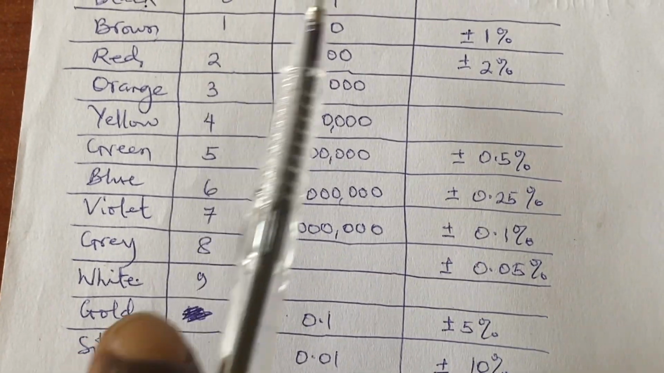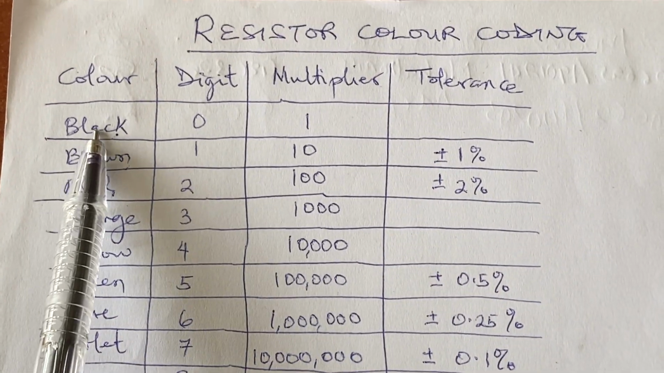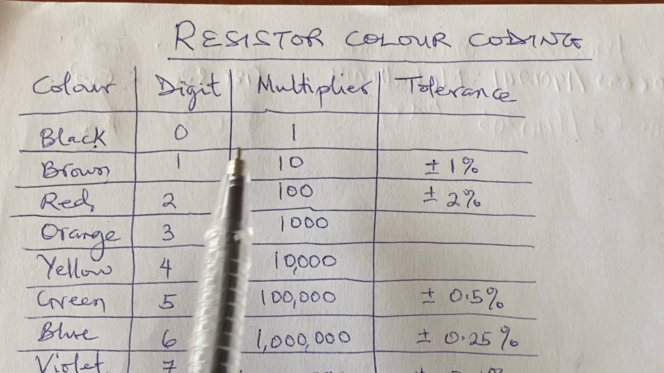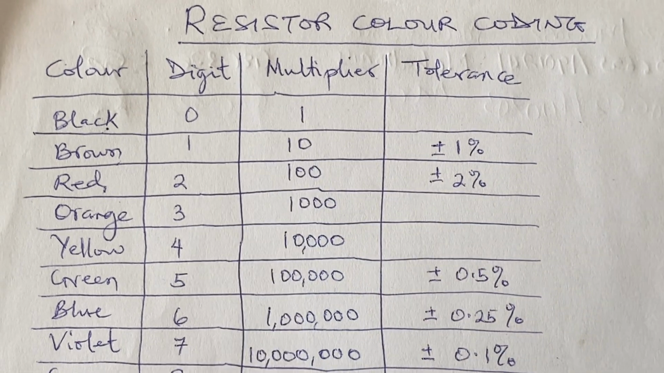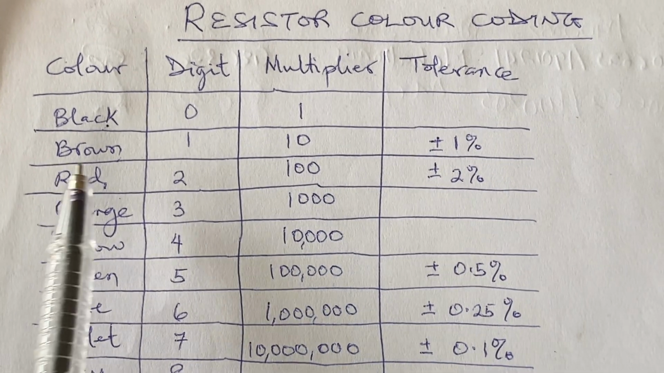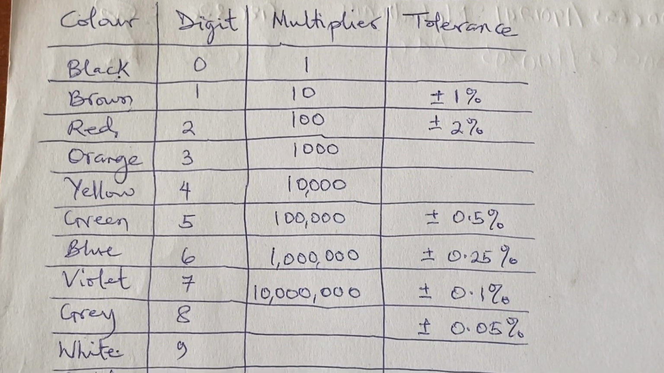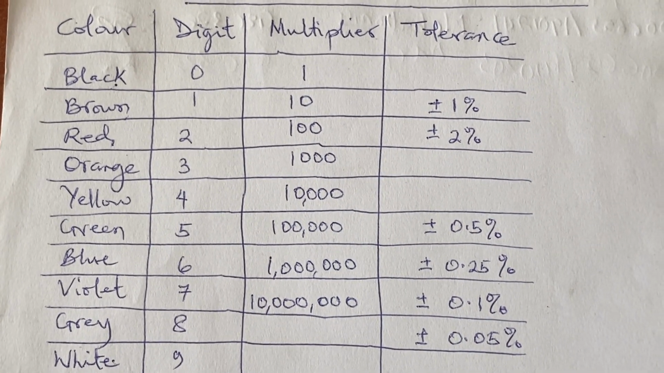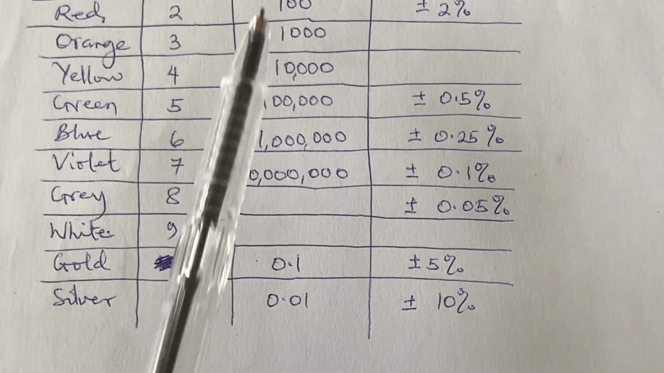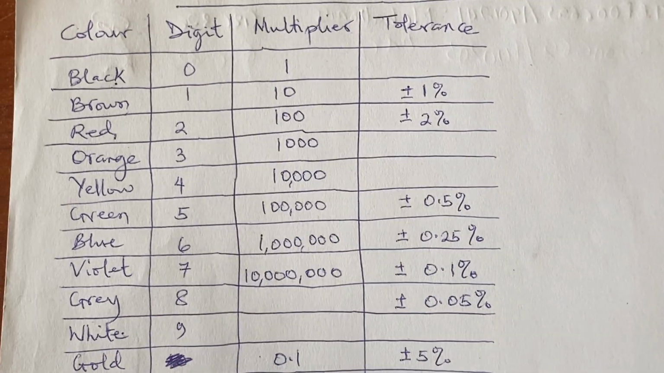And then also we have the multiplier. If it is a black and is a multiplier, it's going to be 1. If it's a brown, it is going to be 10. Now let us give an example of what we are talking about, multipliers and all of those values here.